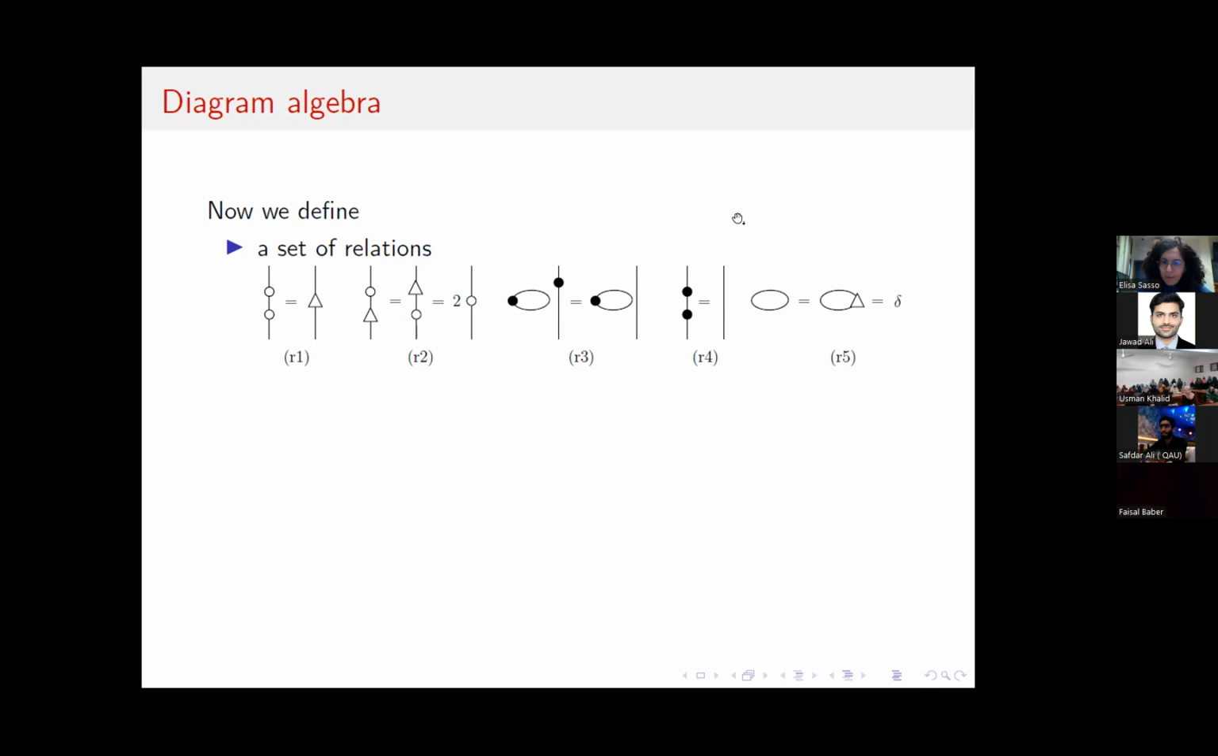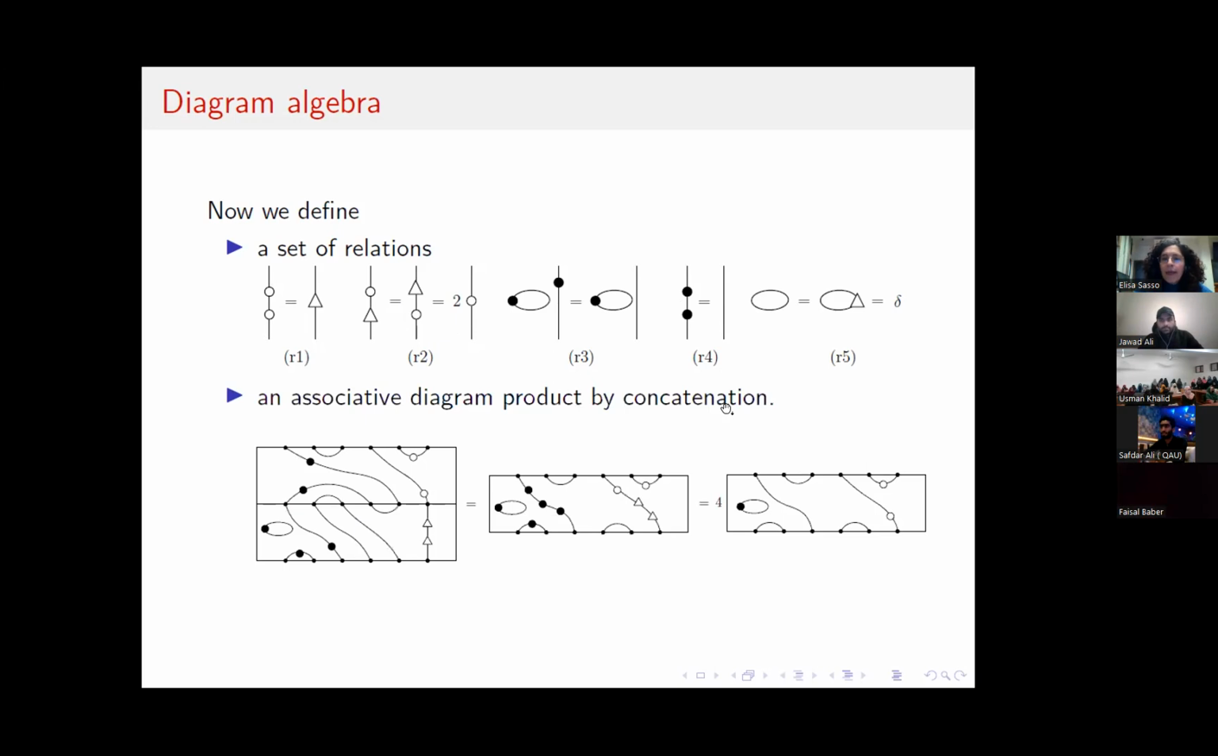Or for example, R4 means that every time we have 2 black circles which are consecutive, they disappear, and so on. So we can define the same multiplication as before by concatenation. As before, we put a decorated diagram over another decorated diagram, we join the edges, and then we apply the relations that you see above.